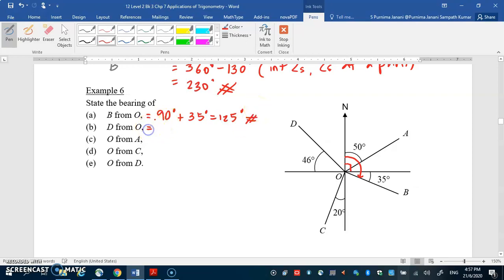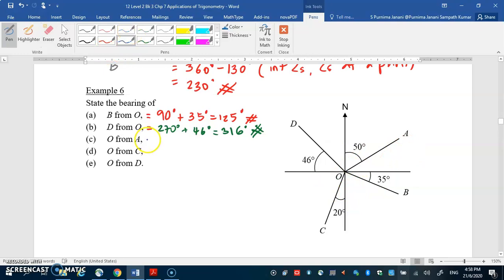D from O. So O is still here, but D is over here. So we will go clockwise like that all the way until we hit D. So that's 180, 270, plus 46. So 270 plus 46, you press the calculator, it's 316 degrees. Don't forget the units also. Let me erase a bit.